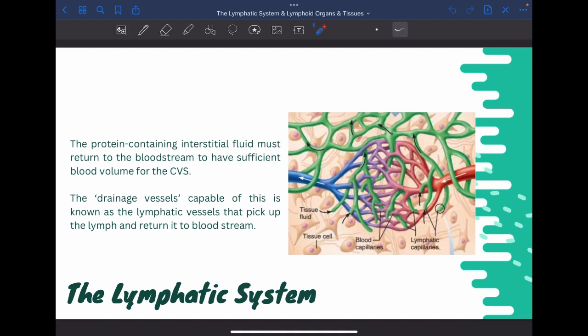When this protein-containing fluid enters the lymphatic capillaries, we call it lymph. So the drainage vessels capable of this are known as the lymphatic vessels. They will pick up the interstitial fluid, which changes its name and becomes lymph, and return it to the bloodstream.